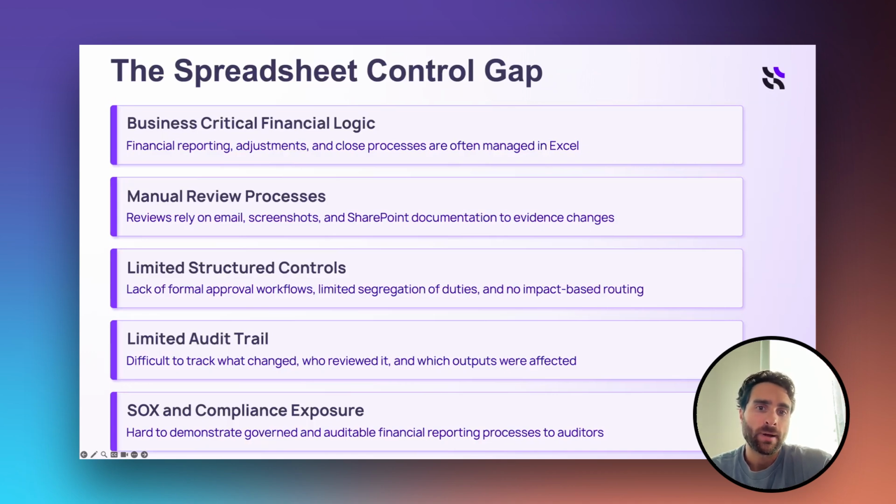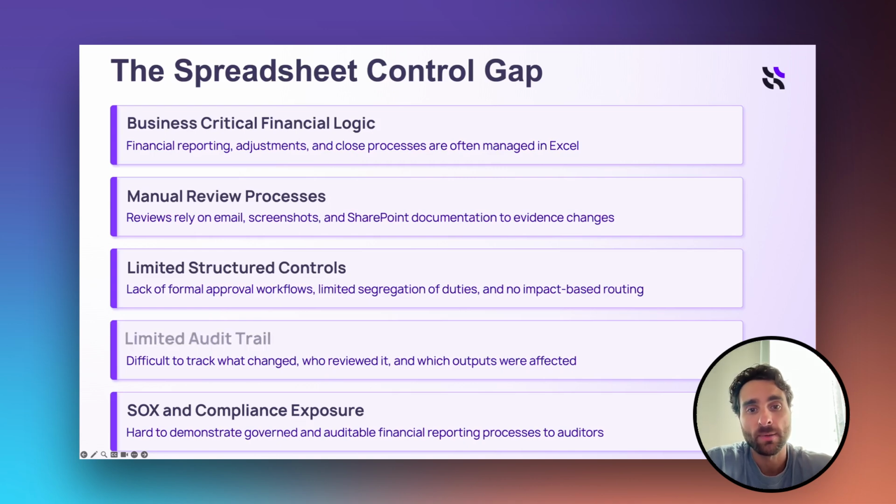As we know, finance teams still rely heavily on Excel for financial reporting. These processes are often entirely spreadsheet driven, with critical logic embedded. The challenge is that review and evidence collection are typically still very manual. There is no structured approval routing based on financial impact, so changes are not automatically escalated, and reviewers often lack visibility into what actually changed in the spreadsheet.